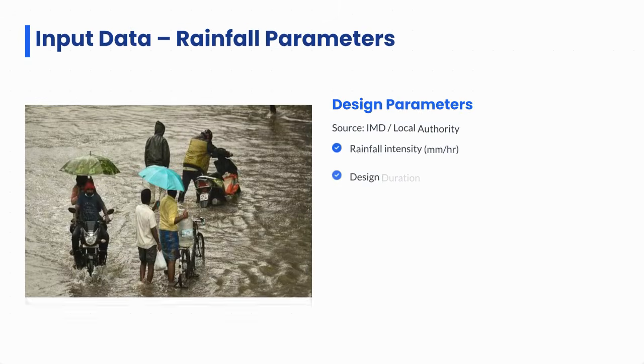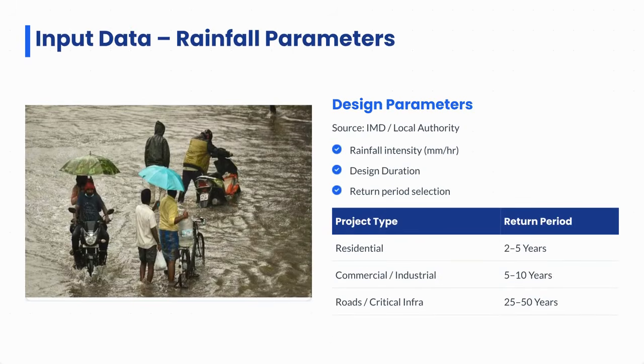Rainfall parameters are critical design inputs sourced from IMD or local authorities. Key parameters include rainfall intensity, design duration, and the selection of an appropriate return period based on the project type.